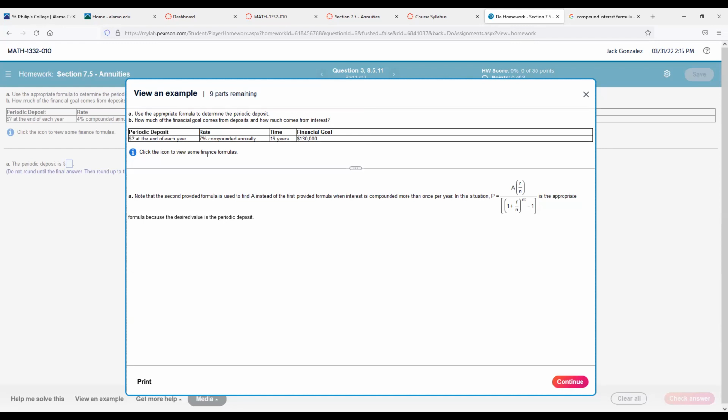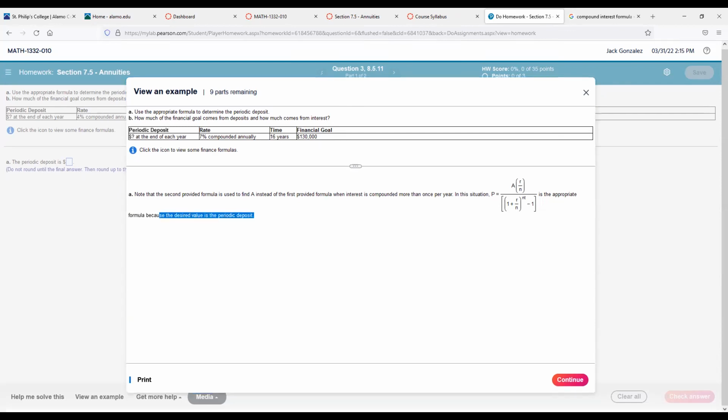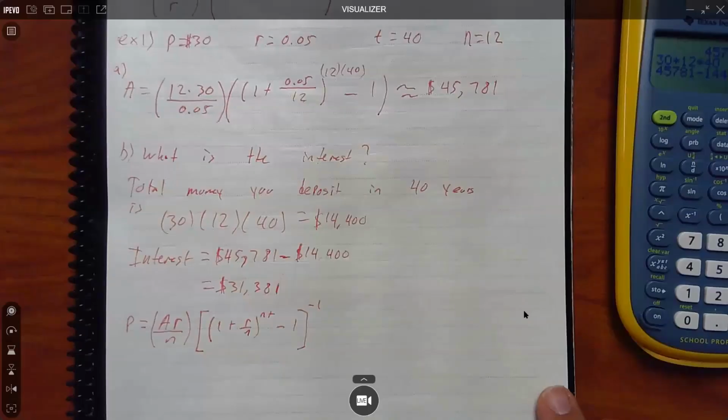This would be A times R over N times the bottom garbage: 1 plus R over N to the NT minus 1, to the negative 1. So this is the formula that I slightly adjusted. So it's nicer, prettier. If you like the other one, that's fine.